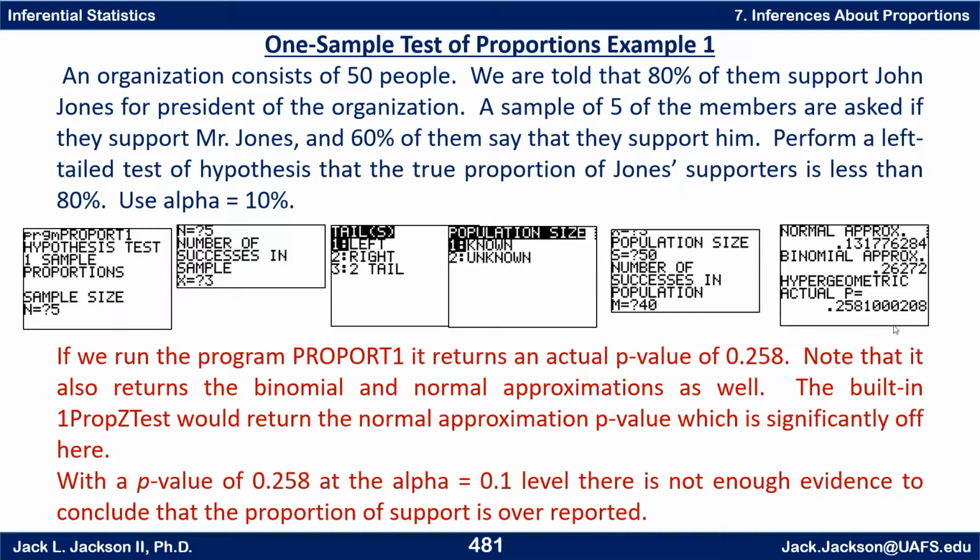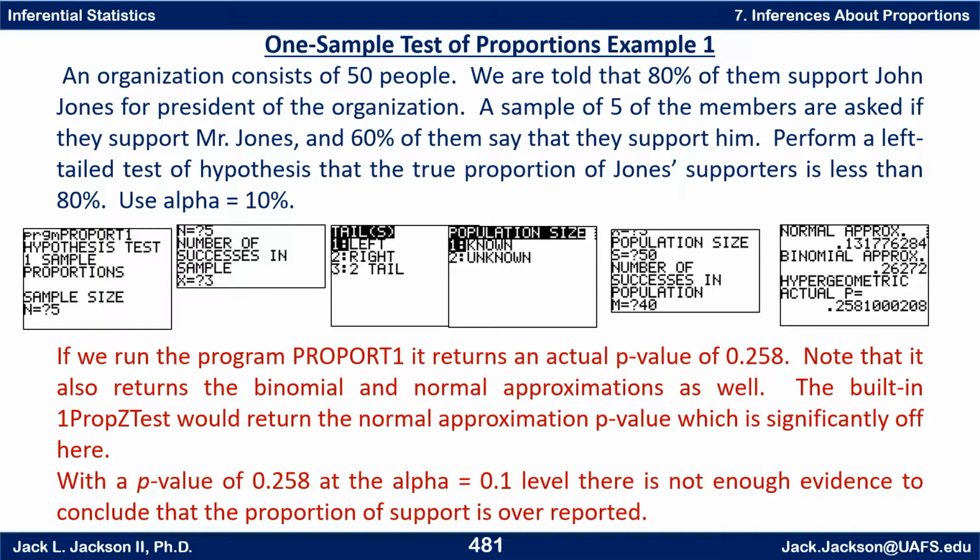The correct p-value to use is 0.258. The binomial approximation is a little different, but not too far off, 0.262. But the one-proportion z-test is way off. It's 0.132. So the hypergeometric definitely is the one to use to give you a better idea of what the correct p-value is.